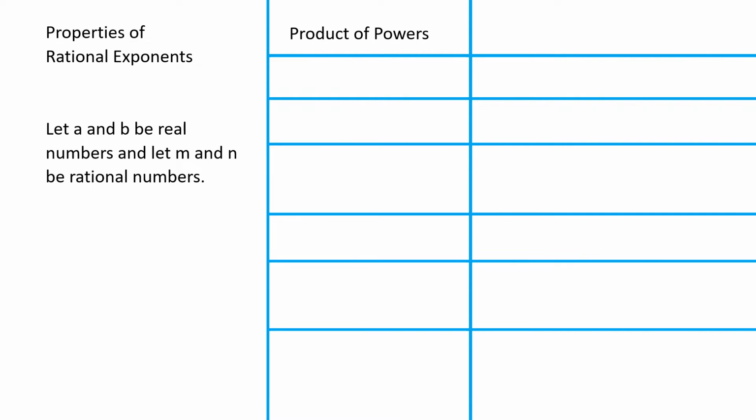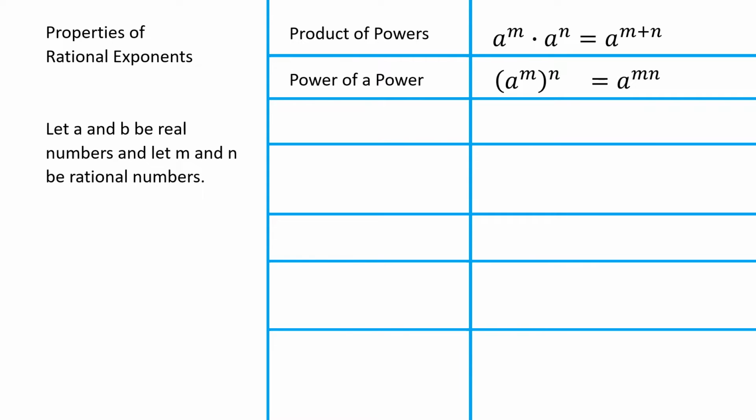Product of powers. If I've got a to the m times a to the n, right, I'm multiplying. Notice the bases have to match. We can just add the m and n together. Power of a power. If I've got a base of a, I'm going to raise it to the m power, and then that gets raised to the n power. This is where you have an exponent raised to another exponent. You just multiply those exponents together.